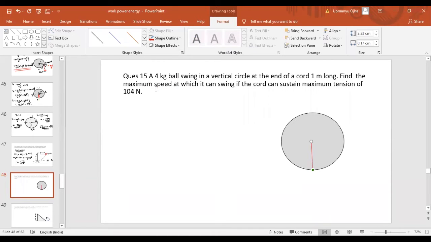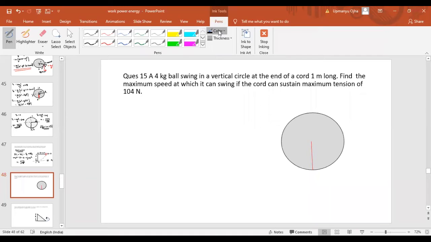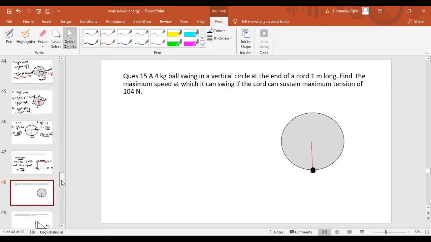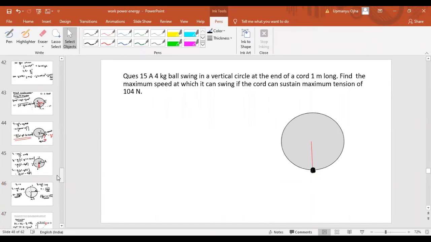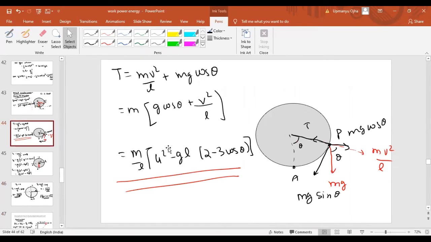Now we can see here, this is a string. The ball is attached at this point. If we look at the derivation which we have done, the tension at any point in a vertical circular motion is given by m by l times (u square minus gl(2 minus 3 cos theta)). Now can you tell me at which point the tension would be maximum?